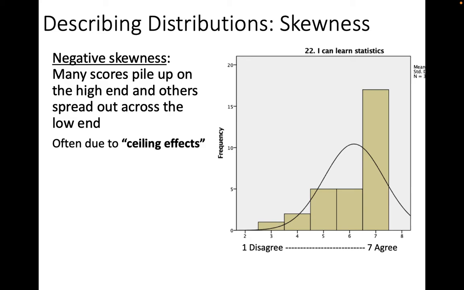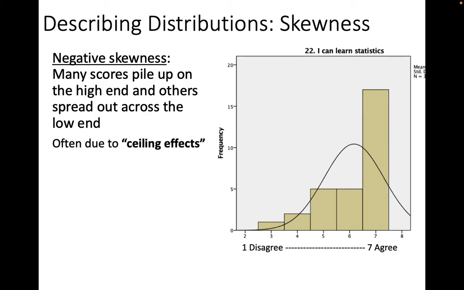In this particular example, the statement was, "I can learn statistics," with a rating scale of 1 to 7, ranging from disagree to agree. We have most people indicating that they agree that they can learn statistics, and so scores are piling up there, with very few people disagreeing that they can learn statistics. The rating scale only goes up to 7, so we have a ceiling effect there.